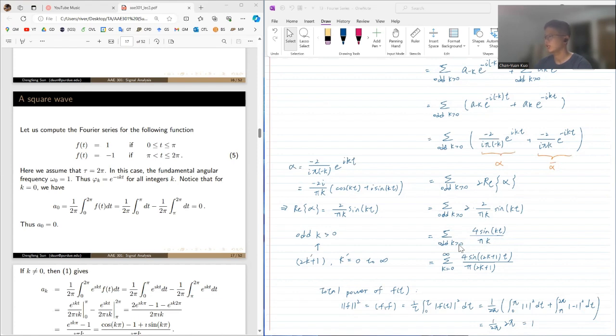And now we can apply another trick to eliminate the odd k in the summation. We know that any positive odd number can be expressed as 2k' plus 1, and let k' be from 0 to infinity. So here we will basically just replace k by 2k plus 1, and with that trick, we can now write the summation to be from k equals 0 to infinity. And this is the Fourier series representation for the square function f.